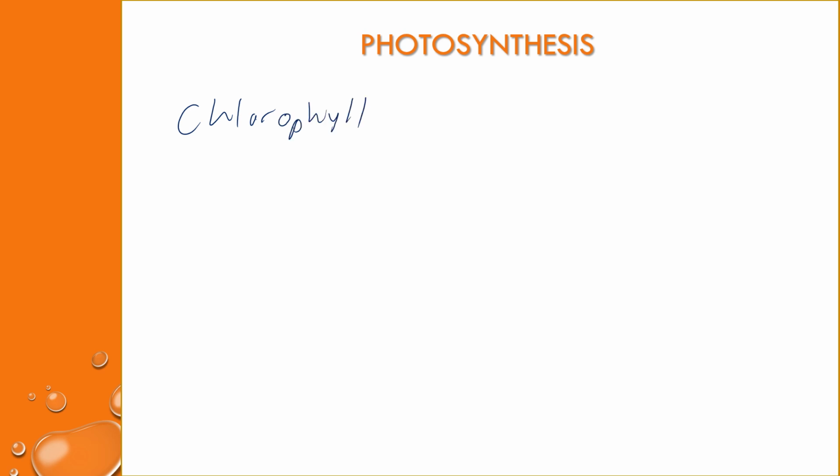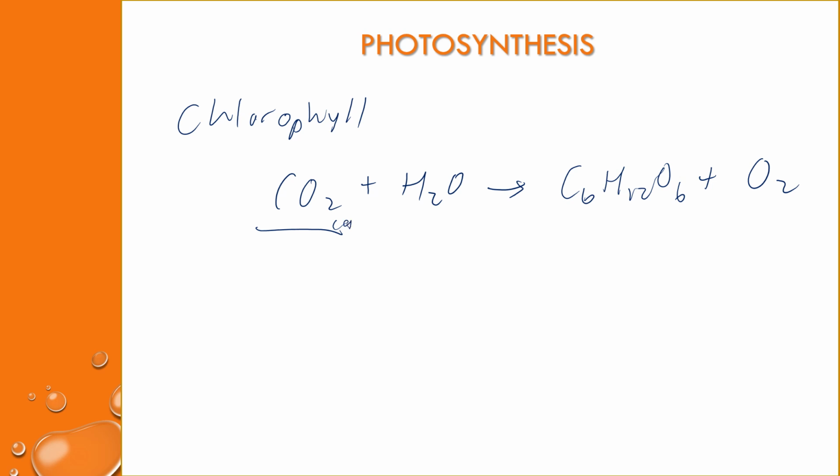Chlorophyll is a green pigment that will absorb light, and then it uses that energy to convert carbon dioxide and water vapor, or liquid water, excuse me, into glucose and oxygen gas. So again, plants will take in carbon dioxide and water, and it will produce sugar, glucose, and release oxygen gas. You definitely need to know the reactants and products of this process.